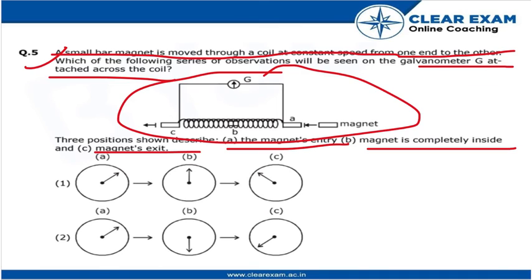That is, when the bar magnet is entering, the galvanometer will show a deflection, and when it is completely inside, there will be no current flowing, and when the bar magnet leaves the coil, it will again show a deflection but in the opposite direction. So option number 1 satisfies all three conditions. So we can say that option 1 is the correct answer.